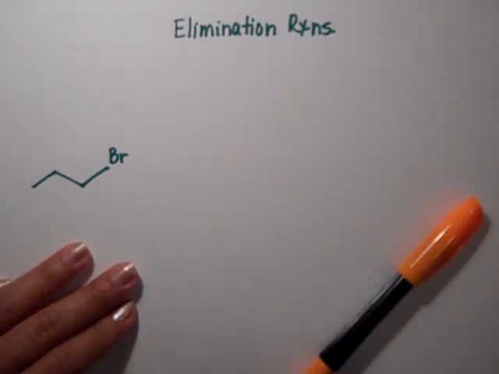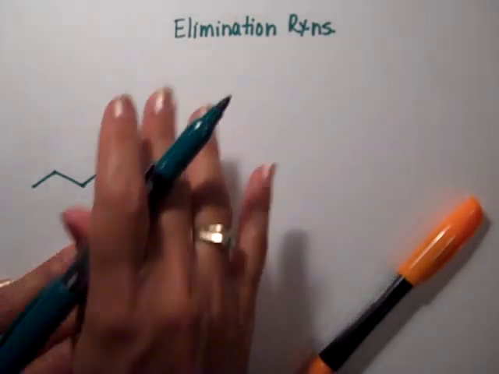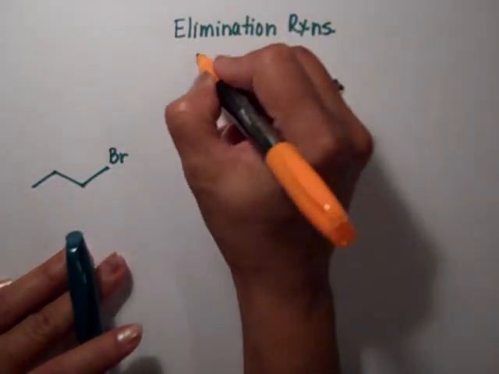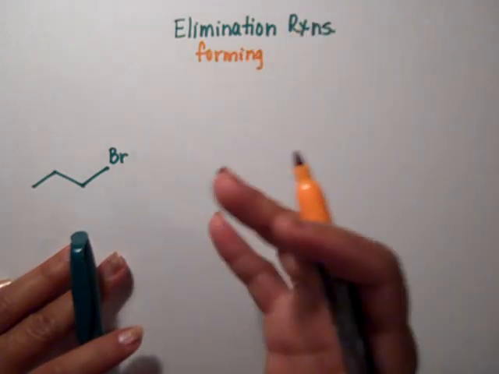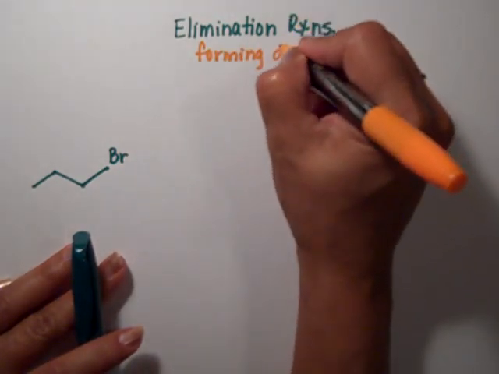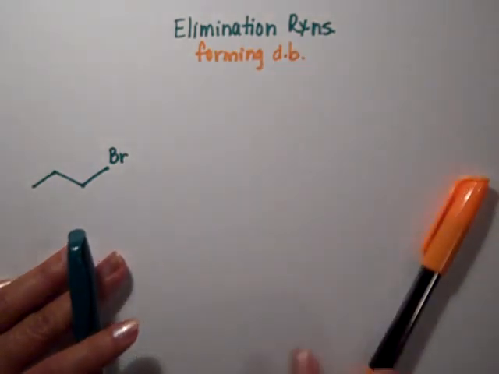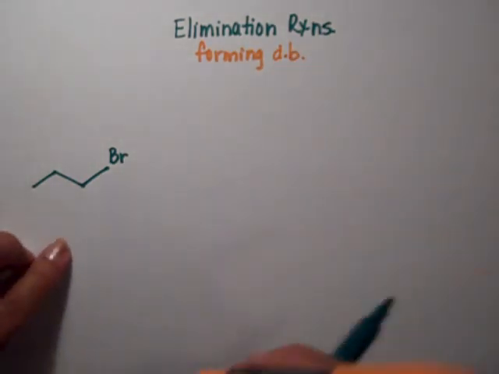All right, let's give an overview, an introduction to elimination reactions. When we're doing an elimination reaction, what we're going to be doing is forming double bonds. So anytime you think elimination, we're forming a double bond, or a pi bond. And we don't form it willy-nilly.